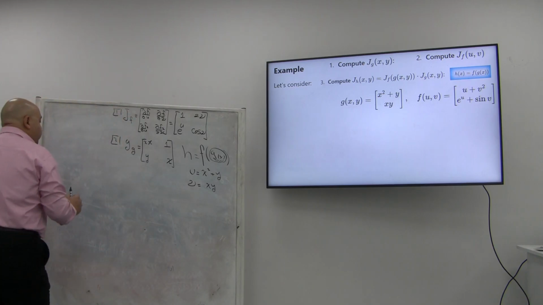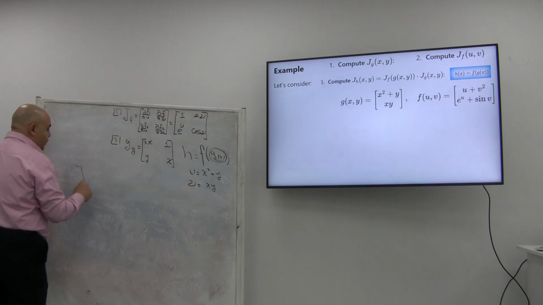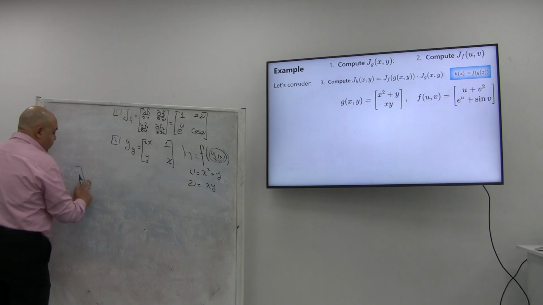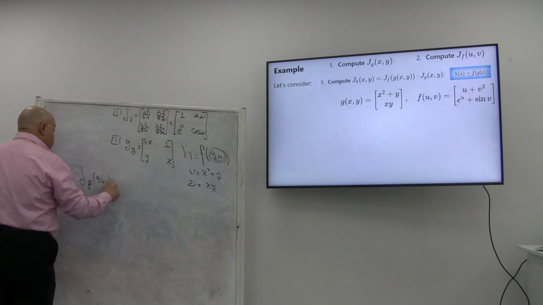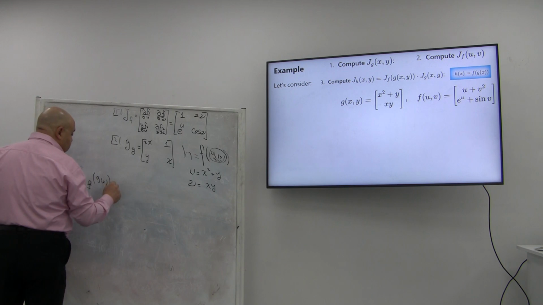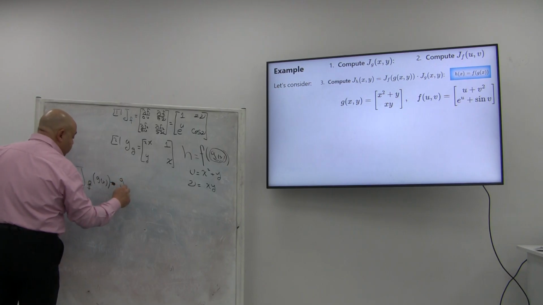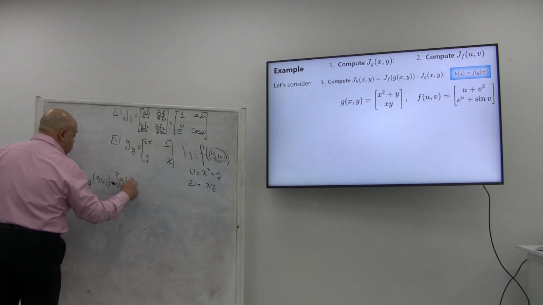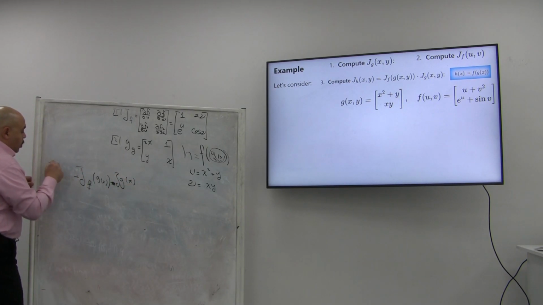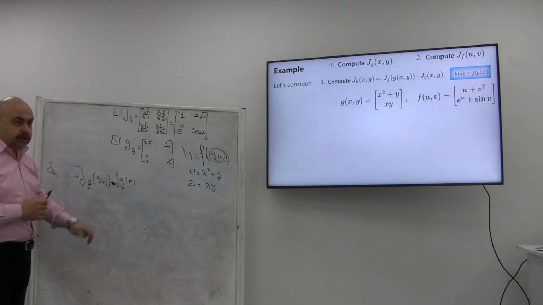Now, I'm going to get the Jacobian of, I'm sorry, the Jacobian of F composite G of X, which is gonna be simply the Jacobian of F at G of X, times the Jacobian of G of X. That's the Jacobian of the composite function H, which is F composite G.